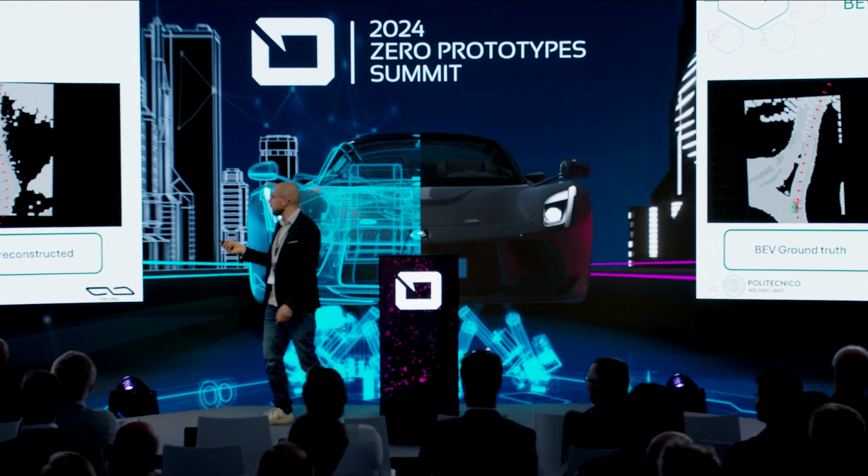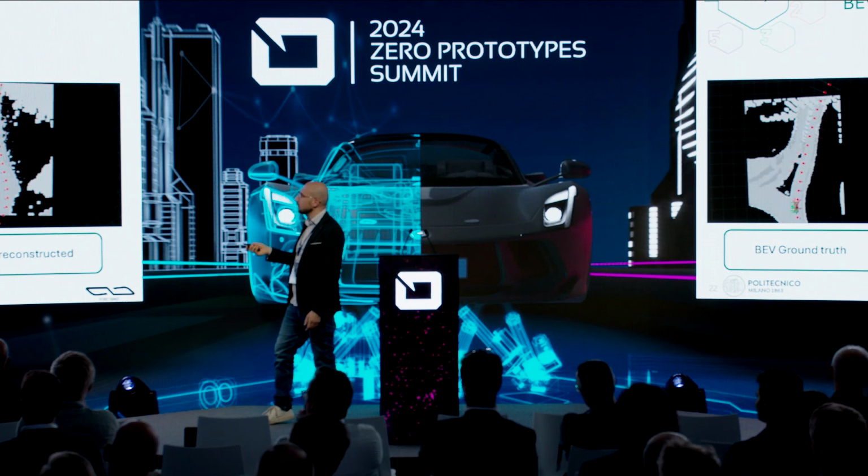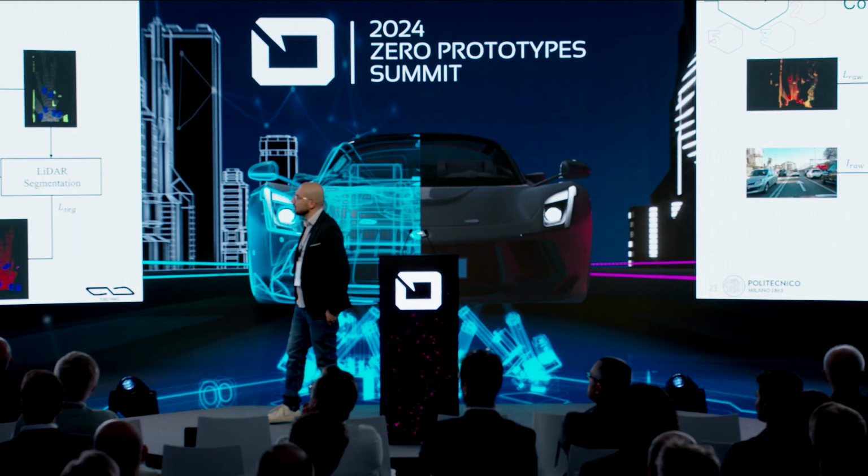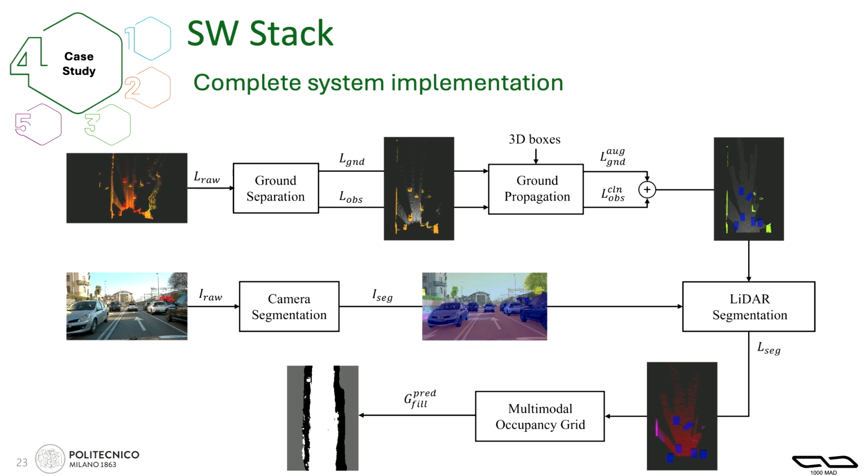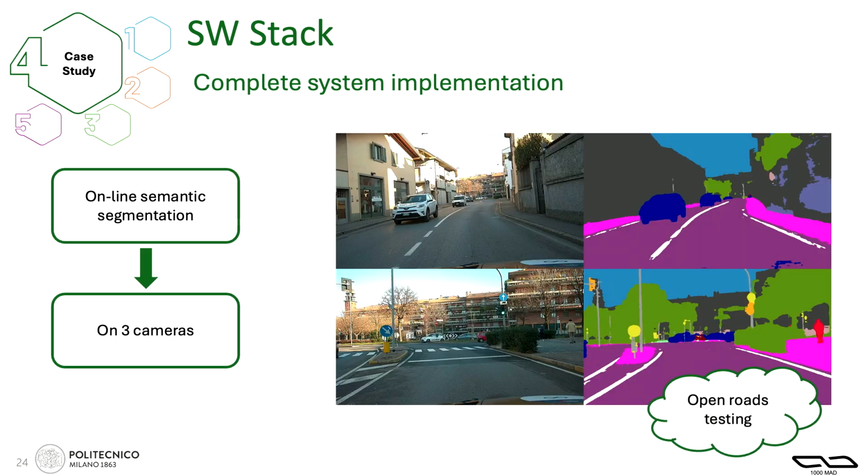And you may wonder, okay, can you see it works? Yes, actually, this work has been placed in a paper right now. It's under revision, but it goes through all the different steps I just explained to you, and this is the first thing. So the semantic segmentation on 3 cameras works live at a high FPS count, and has been tested on open roads. So this is the first step of the one I just presented.